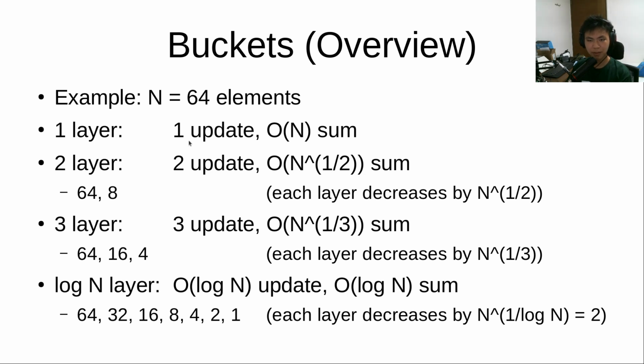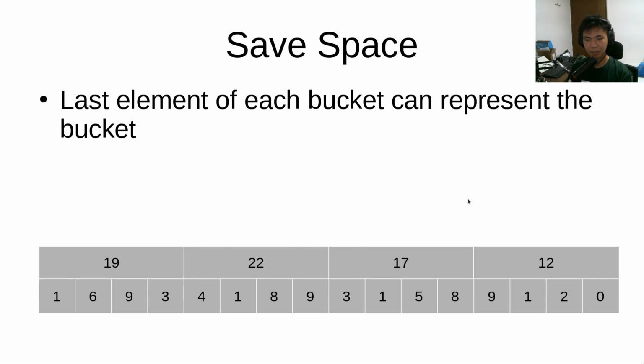So for log n layers, I chose n equals 64 elements in this example because it has a nice square root, a nice cube root, and a nice logarithm. So for log n layers, the time complexity for update is log n because it just follows the number of layers, and the sum is n to the power of 1 over log n, which is actually just log n itself.